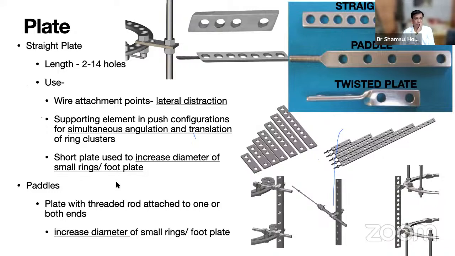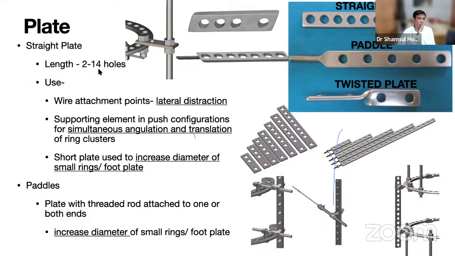Plates have a very important role. They can be used if you want a parallel distraction device. If you have less space, you can use plates over here. You can use plates in different directions, different uses for the oblique wires, oblique planes. For the distraction, these are in different sizes. This can be plain or threaded.